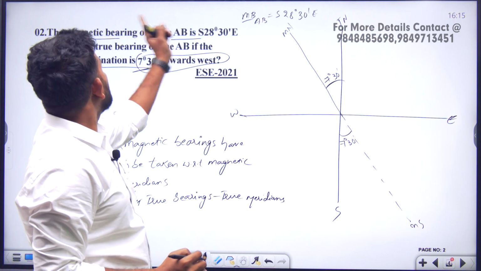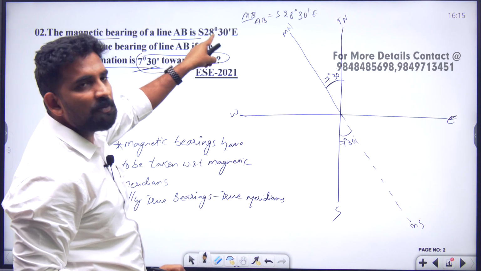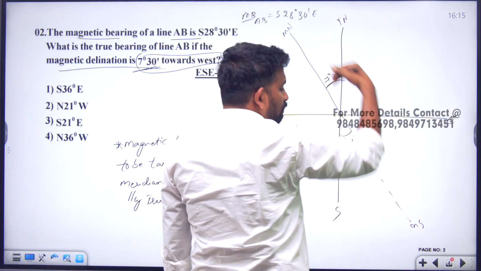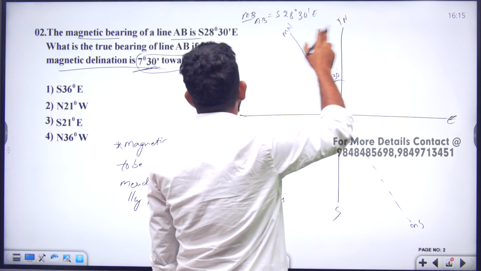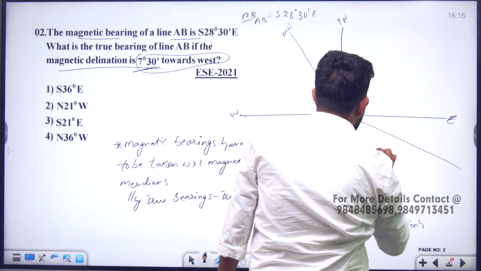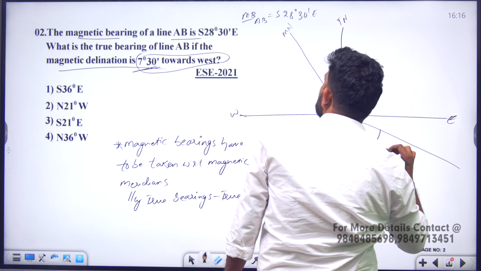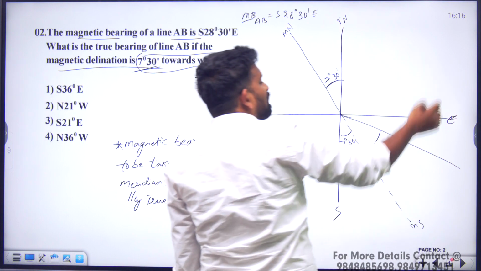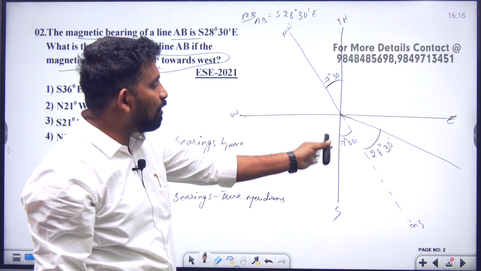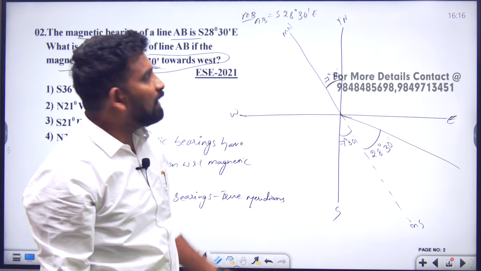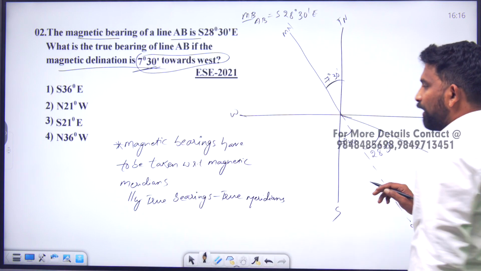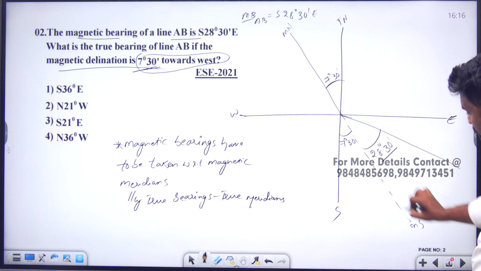But the given bearing is magnetic bearing. Magnetic bearings have to be taken with respect to magnetic meridians. So this is a magnetic meridian, right? East will be somewhere towards the right of this north and south. The given bearing is 28 degrees 30 minutes, and it is lying towards east. Whether it's a magnetic meridian or a true meridian, east will be towards the right side of the north-south line. So this is the given angle, 28 degrees 30 minutes. This is the magnetic bearing, and we have taken it with respect to the magnetic meridian only.